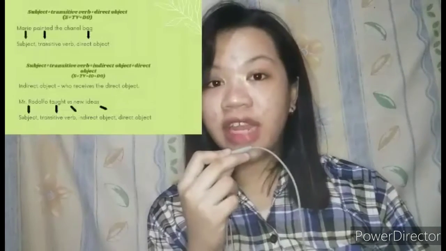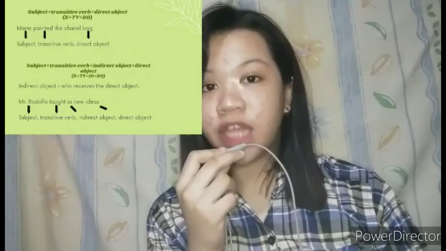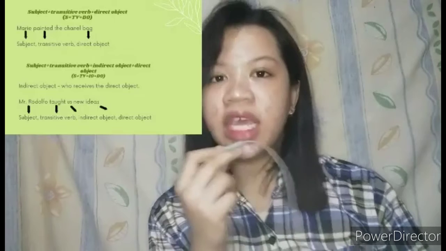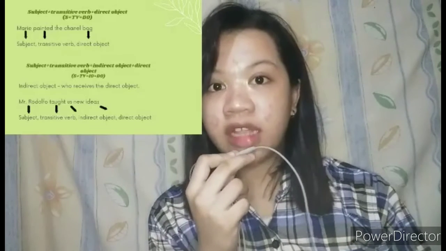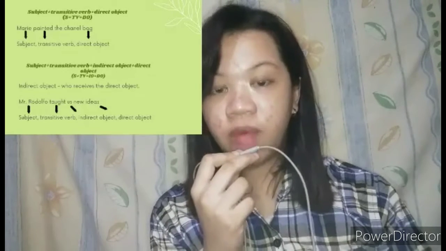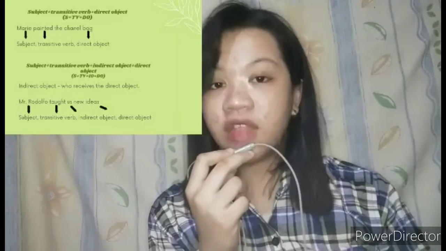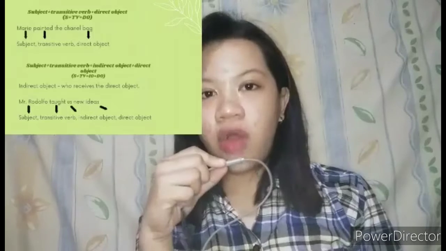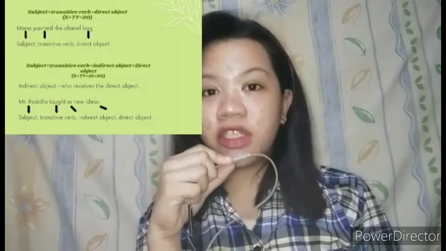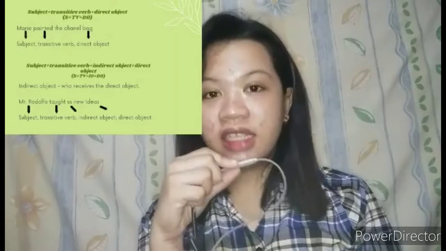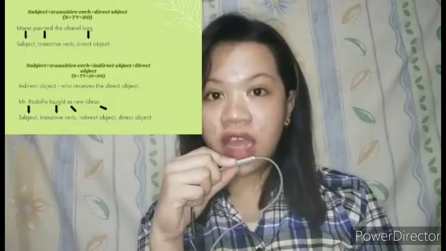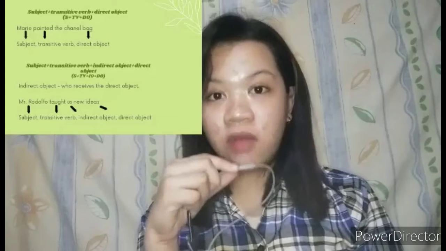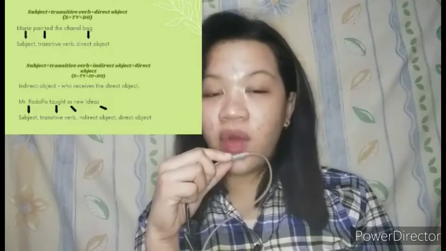So, let's go to our next sentence pattern, which is subject plus transitive verb plus indirect object plus direct object. Indirect object is an object that is affected indirectly by the verb, or in simple words, indirect is the one who receives the direct object. So, our example sentence is Mr. Rodolfo taught us new ideas.